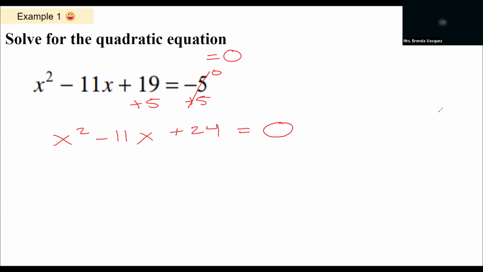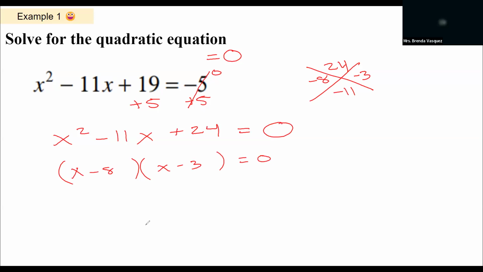Now we can factor. So two numbers that multiply to positive 24 and add up to -11. -8 and -3. So here are my factors: x minus 8, x minus 3 equals 0. We make both x minus 8 and x minus 3 equal to 0. Add 8, add 8. Add 3, add 3.